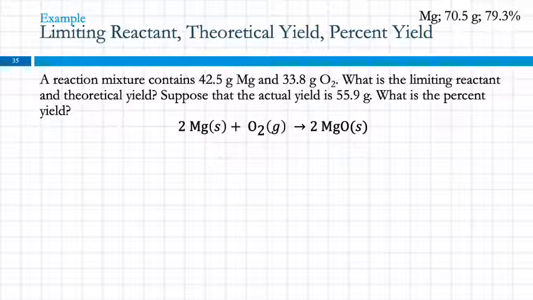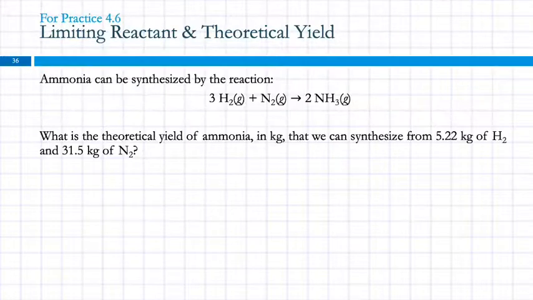So magnesium, 70.5 grams, 79.3%. Those are the answers to the questions in that problem. Let's do another one. Ammonia can be synthesized by this reaction. What's the theoretical yield of ammonia in kilograms that we can synthesize from 5.22 kilograms of hydrogen and 31.5 kilograms of nitrogen?